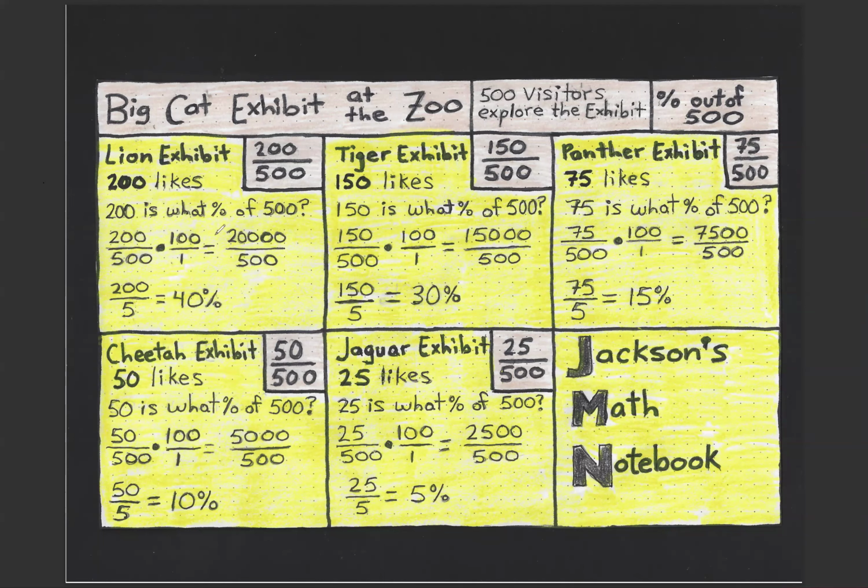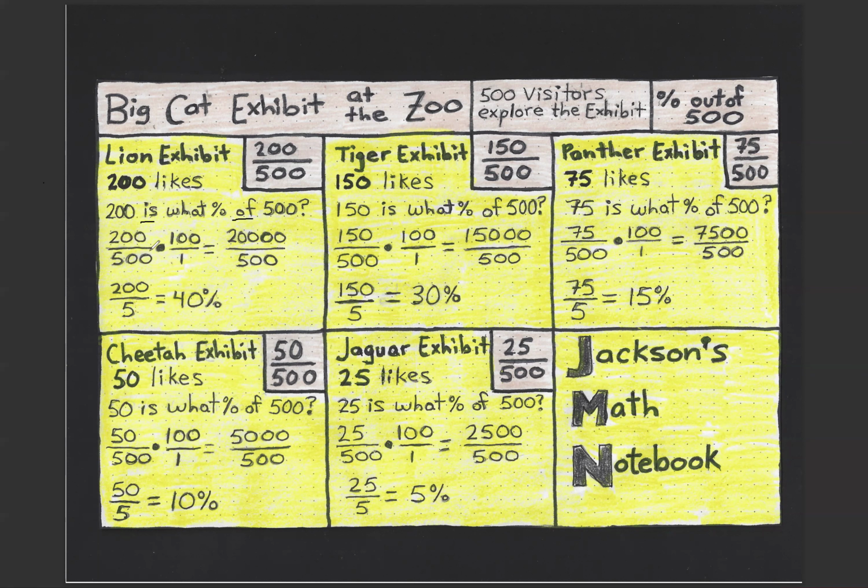And so let's take a look, for example, at the lion exhibit. It was discovered that 200 of the visitors really liked the lion exhibit. And here is the question: 200 is what percent of 500? If a question about percentages is worded this way, we just simply put 200 as the numerator while keeping 500 as the denominator. Kind of look at it this way: is over of. And that's what we're going to be really looking at today as we answer some of these questions.